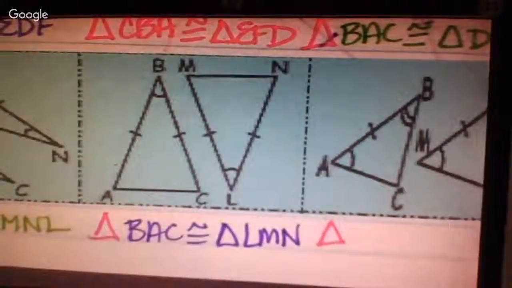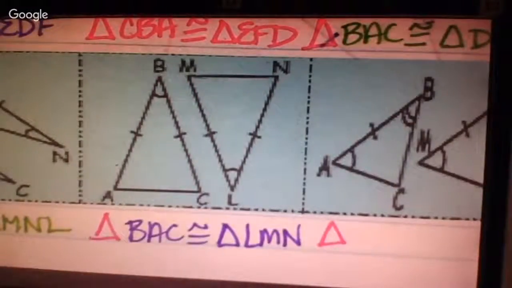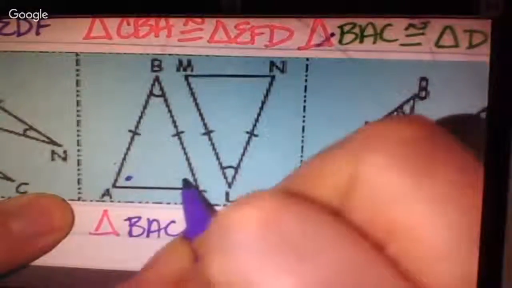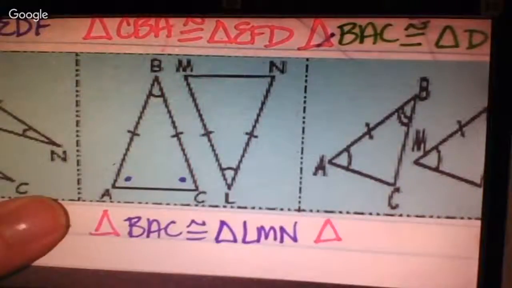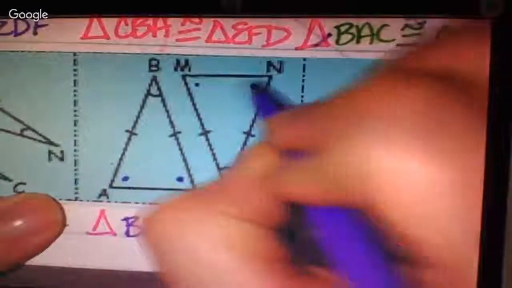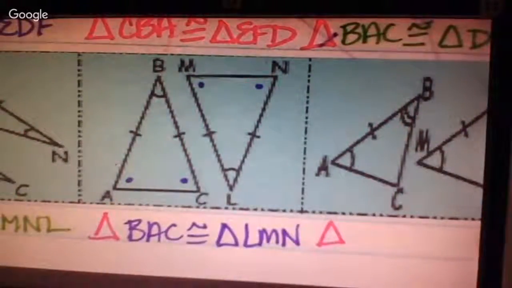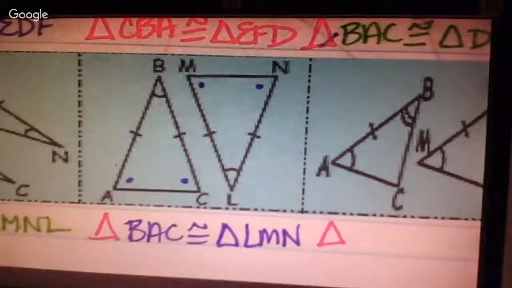Okay, so let me tell you this one. Because this is an isosceles triangle, that means that angle A and angle C are exactly the same, which means M and N are exactly the same. So this one could have been BAC and LNM would have also worked. Okay, so that's okay, only because these are isosceles triangles. So M and N could have been flip-flopped, and that was still okay.